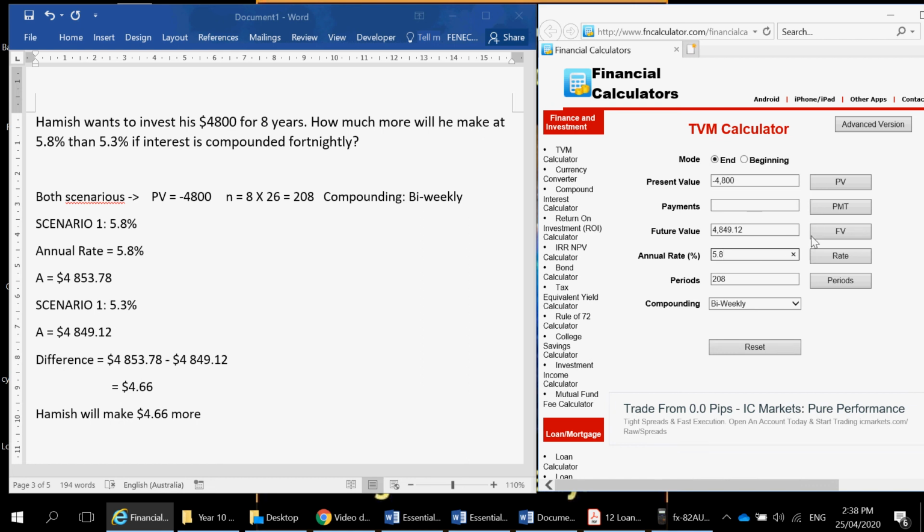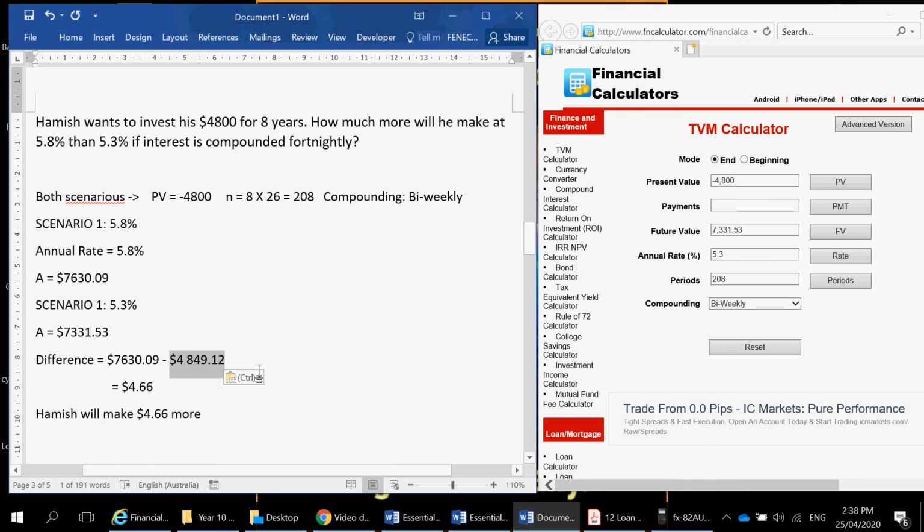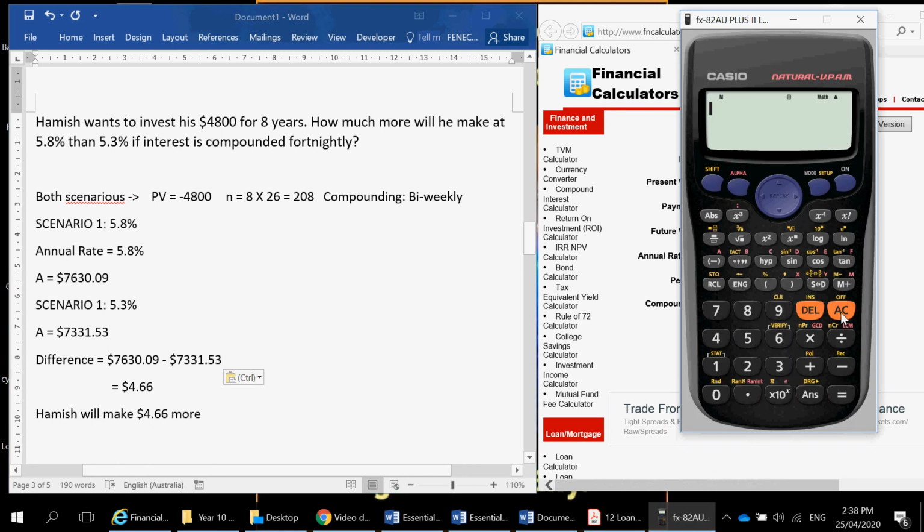See, this is why you need to be paying attention, right? I thought it was too little. Anyway, so at 5.8%, we'll actually have $7,630.09. At 5.3%, we'll actually have $7,331.53. That's a bit more like it, isn't it? 5 fortnights. There are not 5 fortnights in 8 years. Right, so fixing that up, at 5.8%, we got $7,630.09. At 5.3%, it was a lot less.